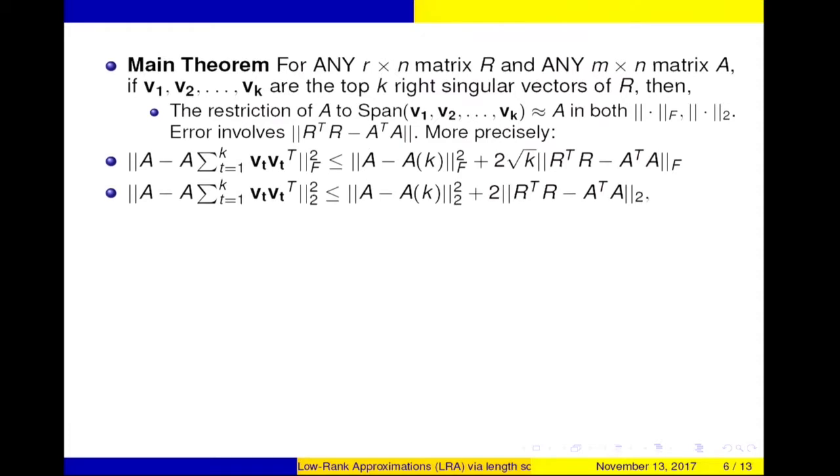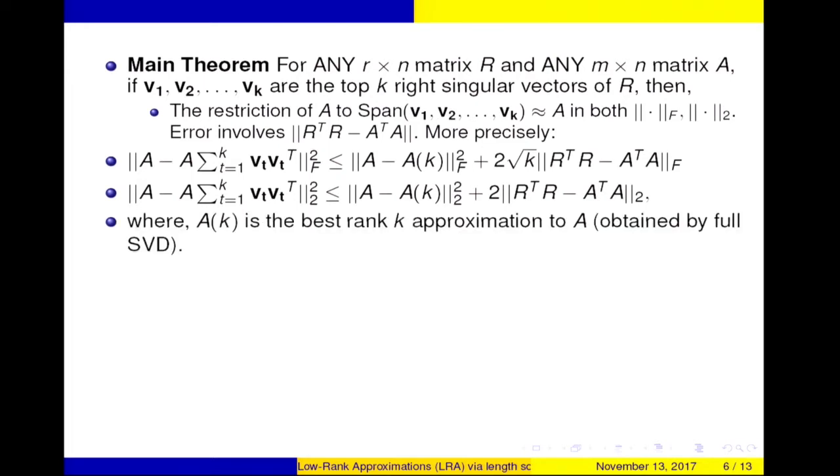Two precise statements, so spectral and Frobenius norm. Let's go over these. I take A. This, from the last slide, is the restriction of A to the span of that. That's written verbally; this is in symbols. That's what the last slide said.